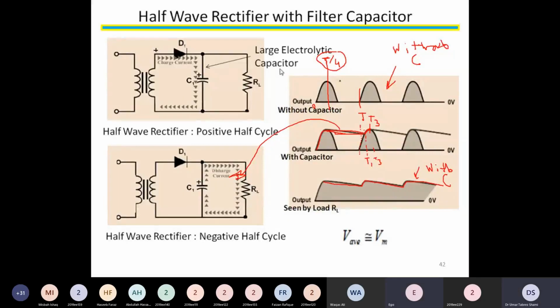The problem with ceramic capacitors is that they use too much volume for even a small value of capacitance. Electrolytic capacitors provide large capacitance in a smaller physical volume. So this is the advantage.